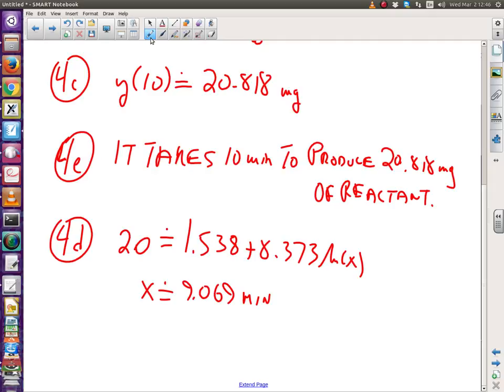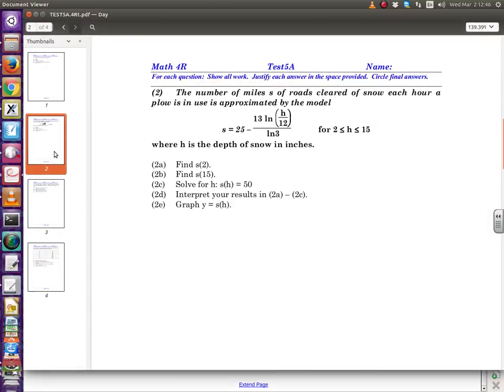Then we did number 2. All right, let's do the same thing we did in class. So let's go to number 2. Let's see, number 2 looks like this. The number of miles S, this is a function S of H, okay? S is like your Y value, your output. H is like your X value, your input, okay?